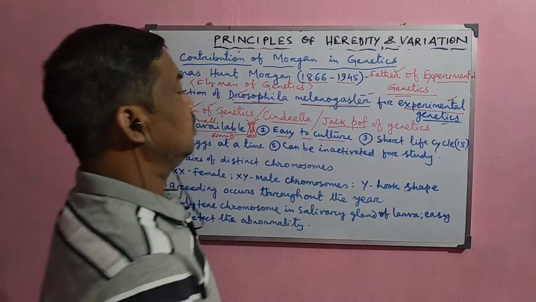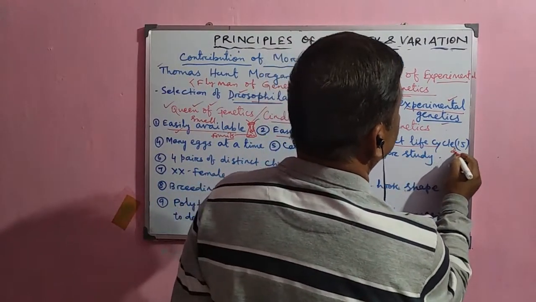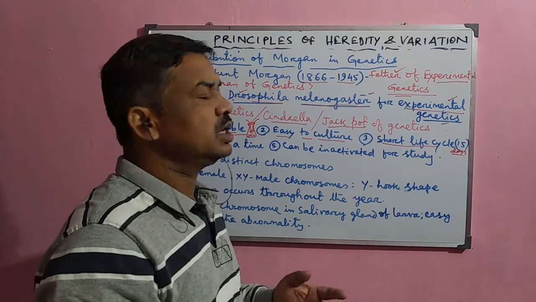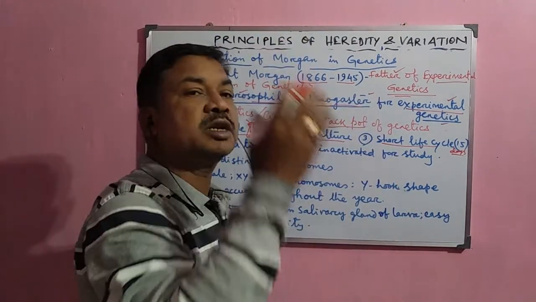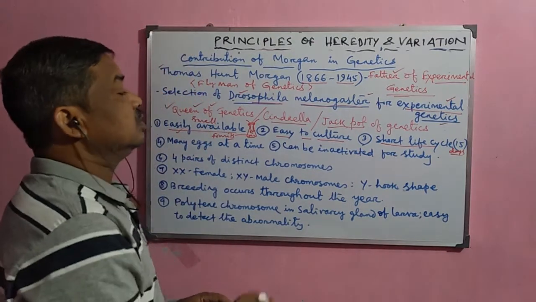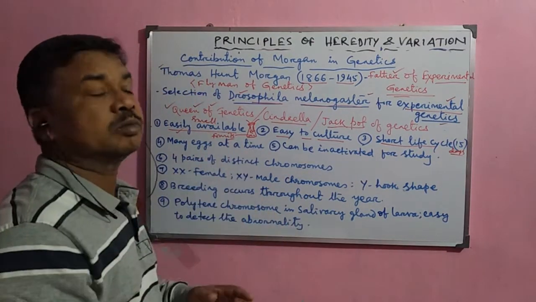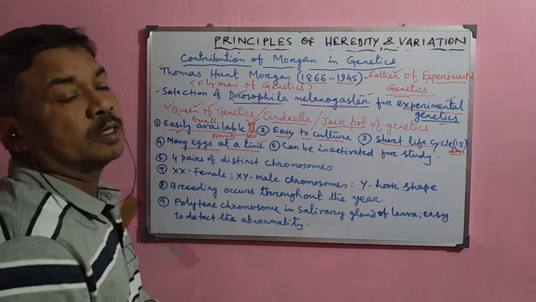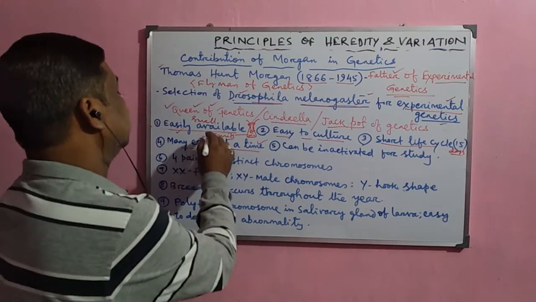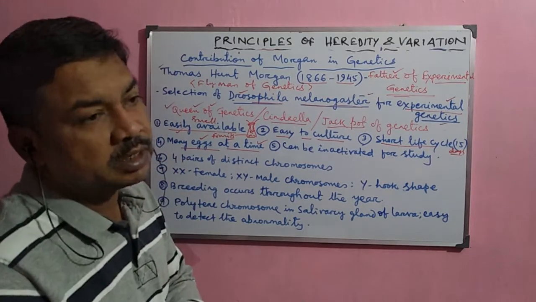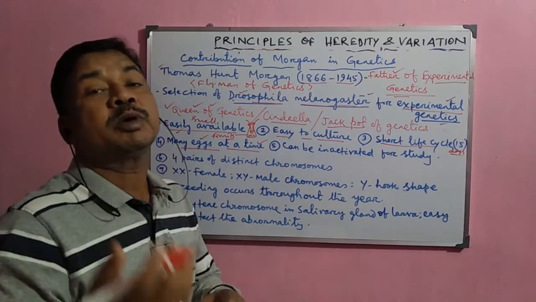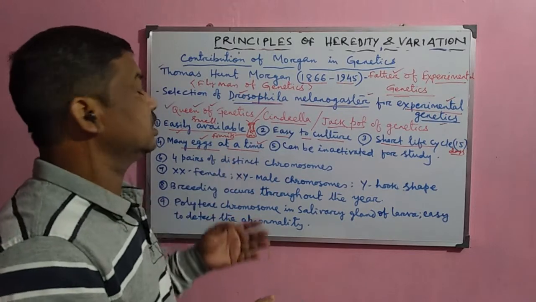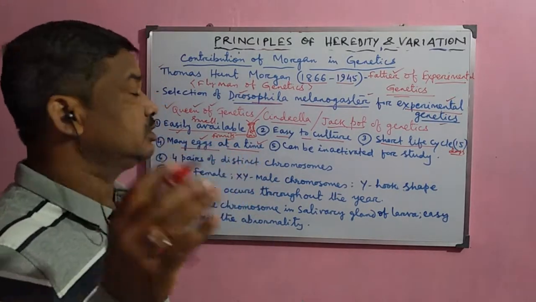Now, they have a very short life cycle. Within 15 days, they complete their life cycle. They lay their eggs, and from the eggs, the new offspring are produced. So that is why in a year you will get so many generations of Drosophila, so that you can easily study the inheritance pattern of different characters. Now, many eggs are produced at a time. Since the eggs are large in number, we can get more offspring, and from the offspring we can randomly select for mating, and that is why we can get the result very easily. And with the large number of eggs, it is also easy to generalize the result.